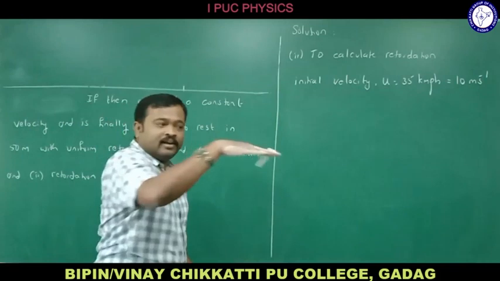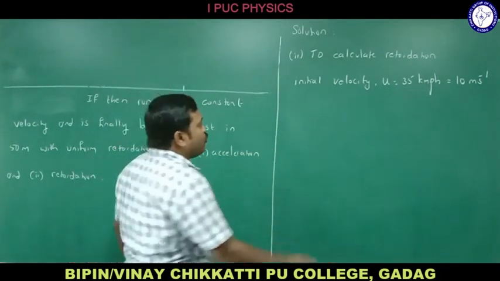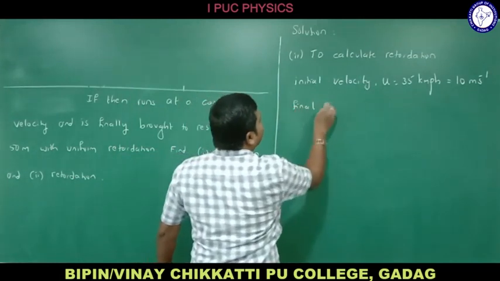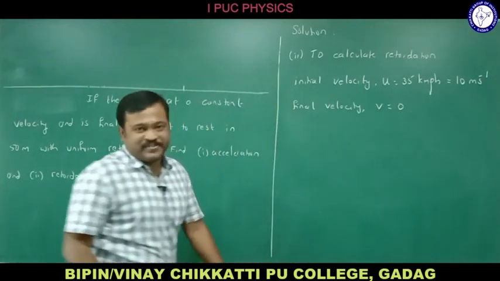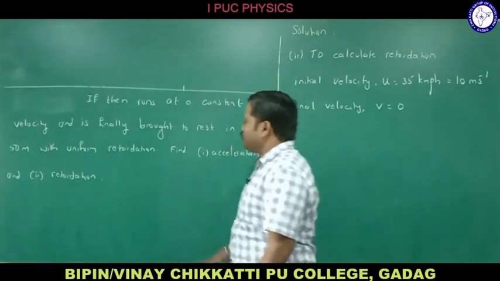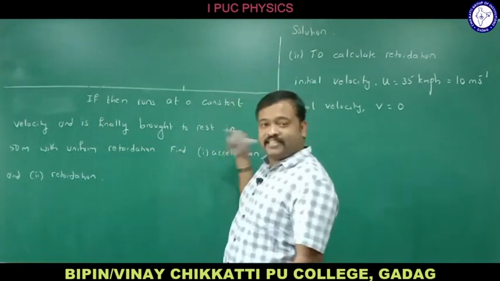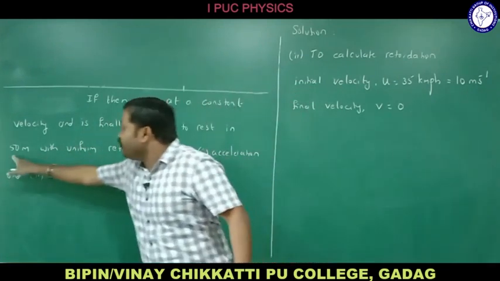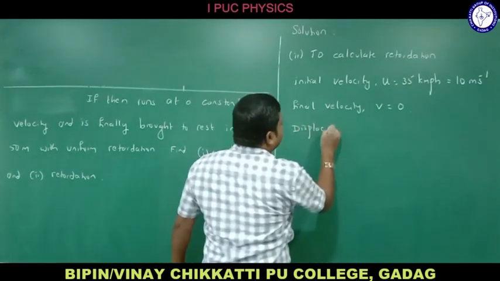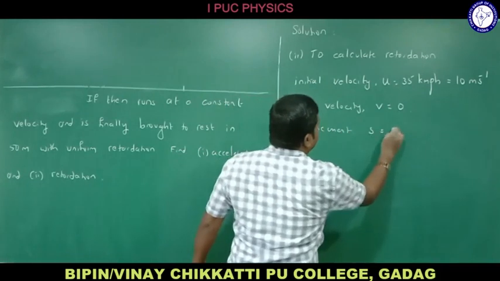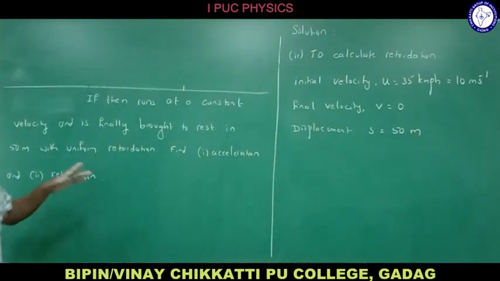Okay, moving car, it stops. In the second part, the car is already moving, it stops. When it stops, which velocity do I need to consider? Final velocity. What is the final velocity? 0. Then, what is given? Let us check it out. If the car runs at a constant velocity and is finally brought to rest, final velocity is 0 in 50 meter. Then what is this 50 meter? That is displacement, right? Displacement is equal to how much now? 50 meters, right? Now you need to calculate retardation.